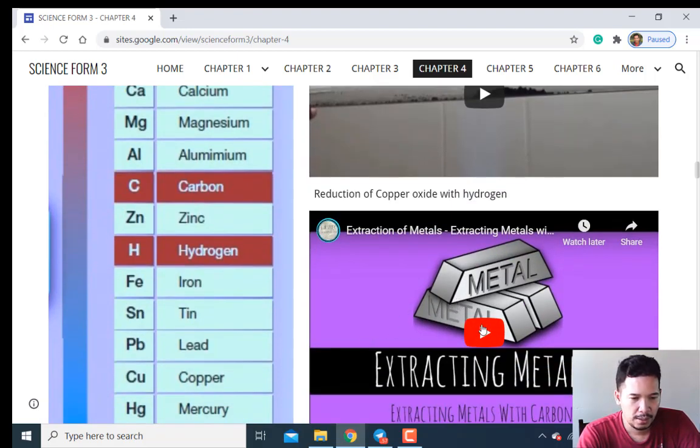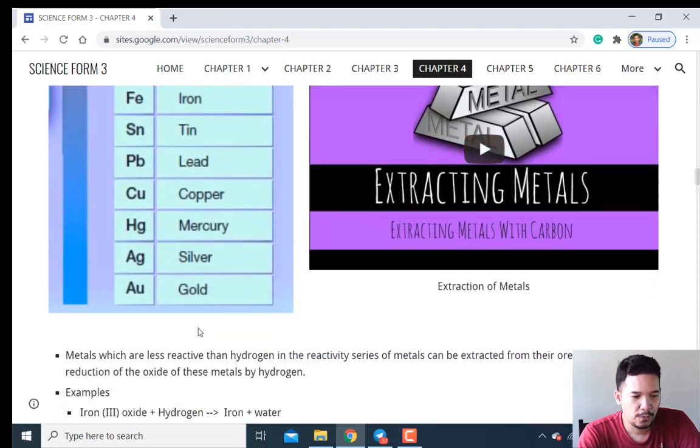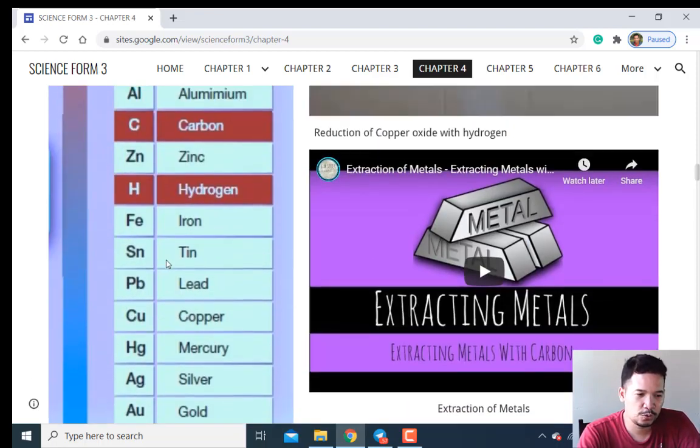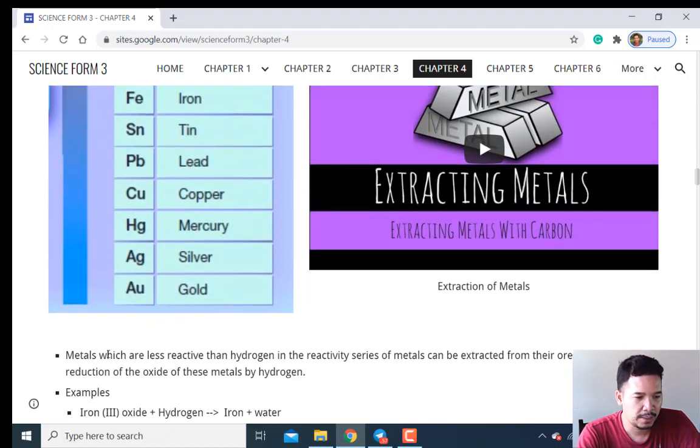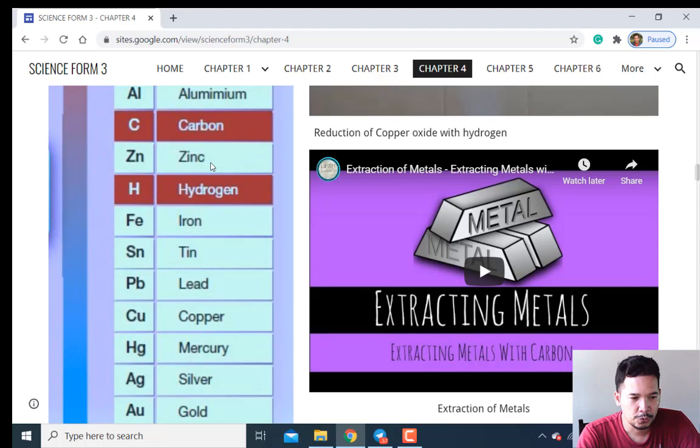You can see for hydrogen, hydrogen is also one of the non-metals that we have. The metals which are less reactive than hydrogen in the reactivity series of metals can be extracted from their ores through the reduction of the oxide of this metal by hydrogen. So hydrogen here, zinc will not have a reaction towards hydrogen. So we have iron, tin, lead, copper.